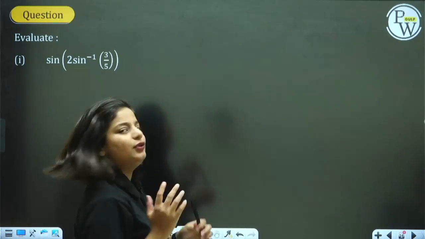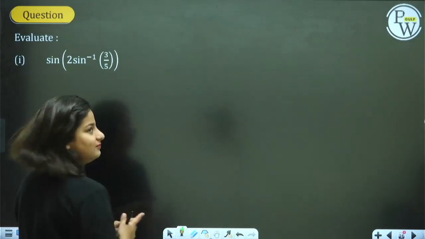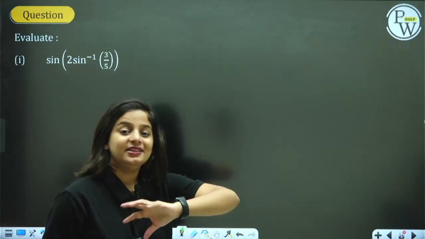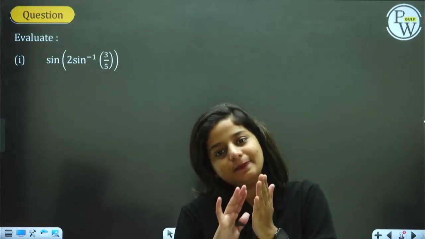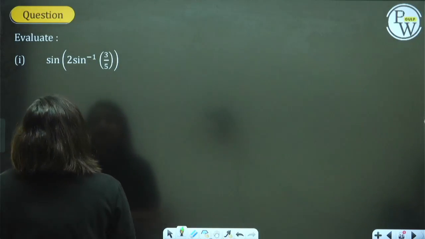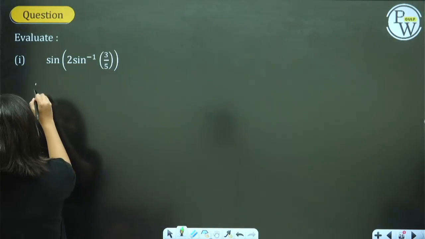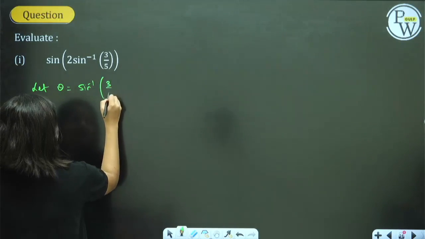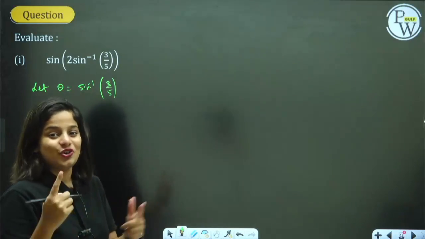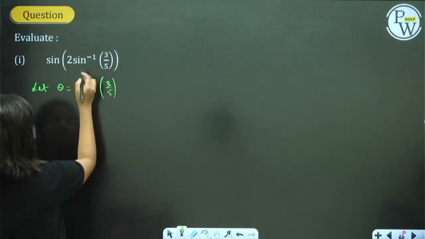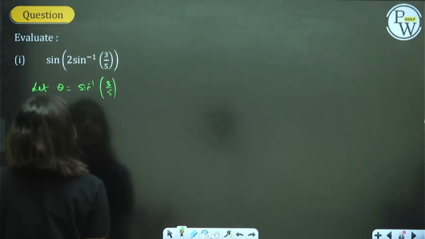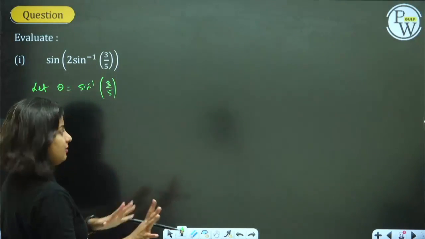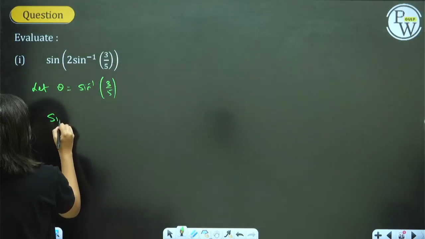Some few questions I have, 7, 8, 10. That's it. Sine of 2 sine inverse 3 by 5. And these questions are not your textual questions. It's a little step above. Just now we saw the interconversion formula, so this is based on it. Let's say theta is sine inverse of 3 by 5. Alright. We cannot cancel sine and sine inverse. There is a 2 present. Keep that in mind.